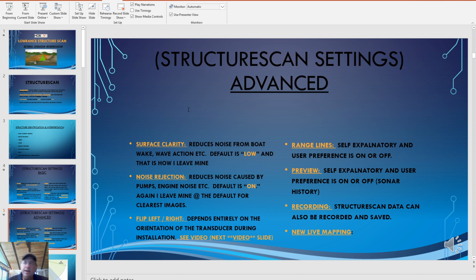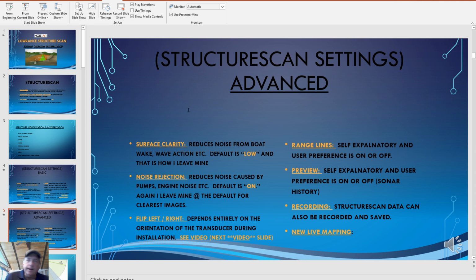Noise rejection reduces noise caused by the various pumps that we have on our boats. Those could be bilge pumps, live well pumps, anything that causes electromagnetic interference. You can reduce some of that utilizing noise rejection. The default is on, and again, I leave mine at the default to get the clearest images.